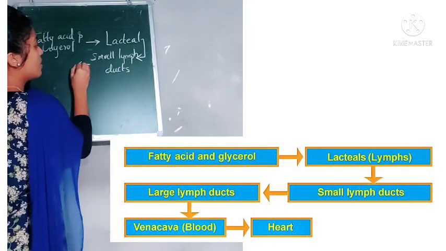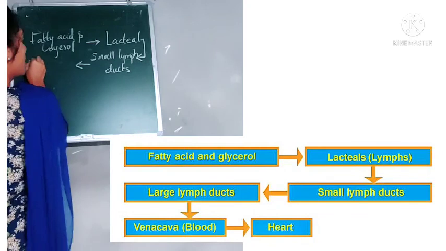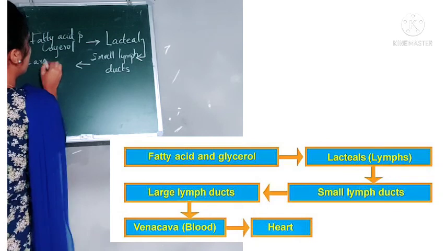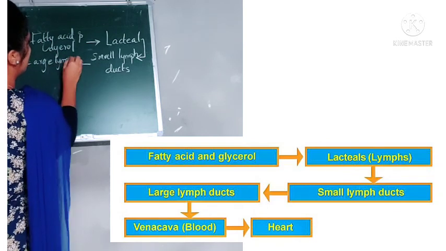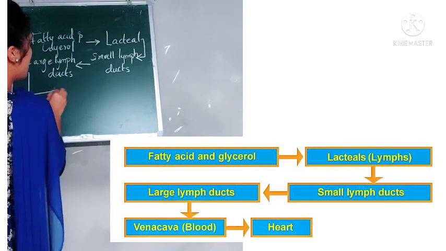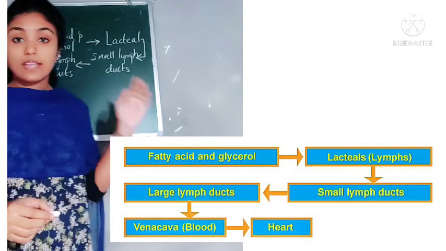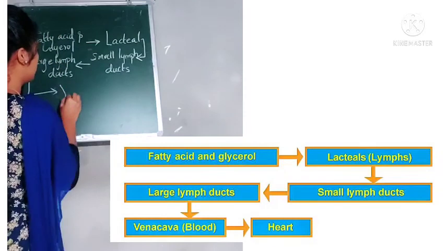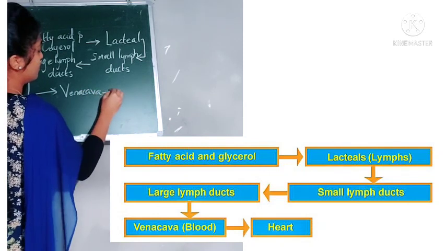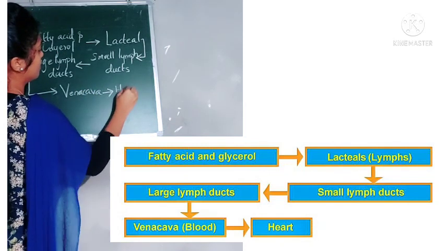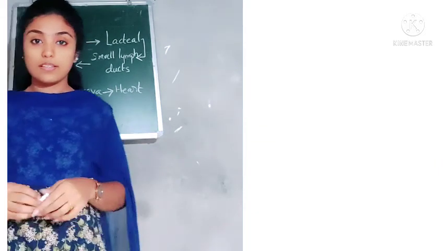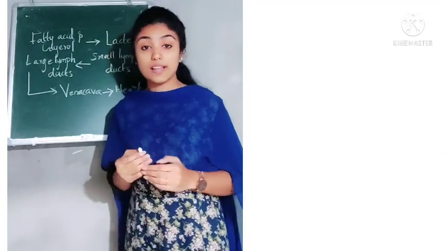And from small lymph ducts, the lymph along with fatty acid and glycerol enters into large lymph ducts. And from large lymph ducts, it enters into vena cava. And through vena cava it reaches the heart. Then from the heart it can reach the cells through blood.